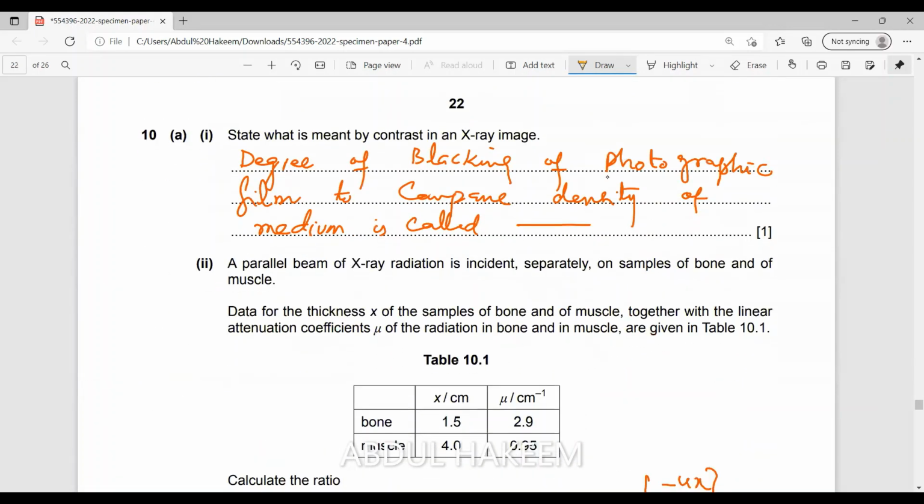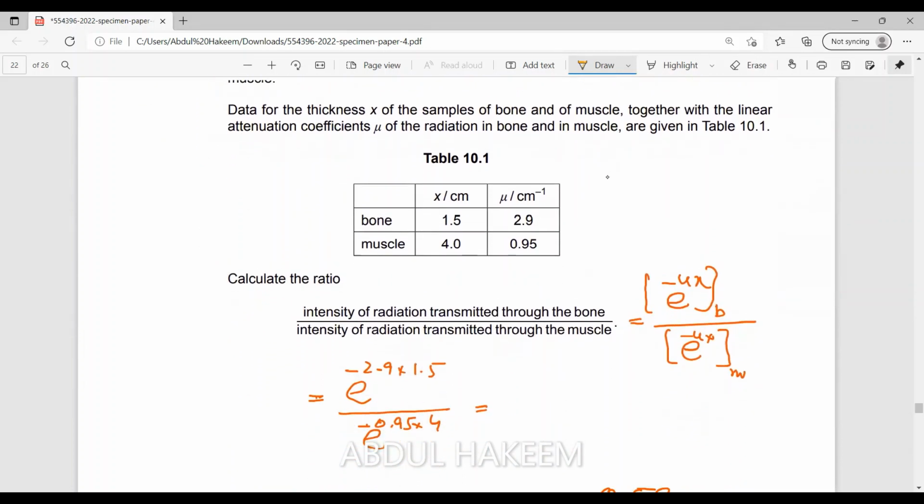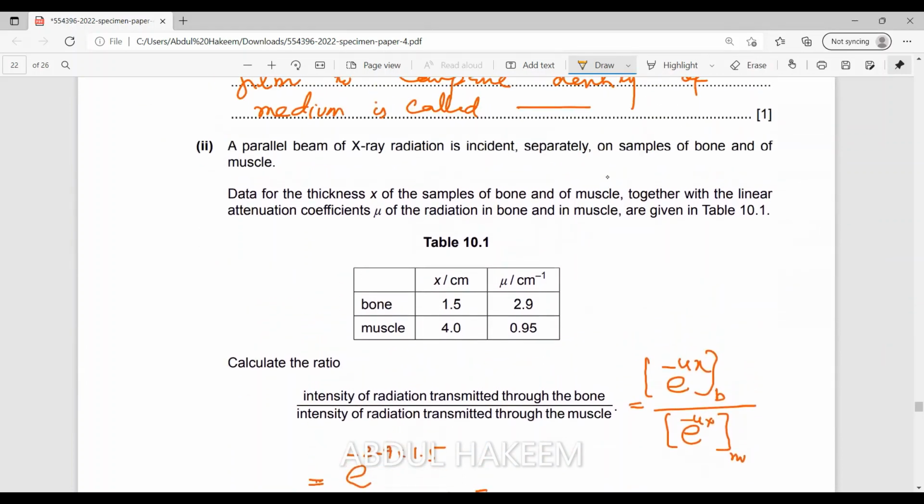Now the next: state what is meant by the contrast in an X-ray image. Degree of blackening of the photographic film is used to compare the density of the medium in the cell. And then look at this: a parallel beam of X-ray radiation is incident separately on a sample of bone. The question is the intensity of radiation transmitted divided by the intensity of radiation transmitted through the muscle. So the transmitted intensity I_T over I naught is equal to e power minus mu x. So this is e power minus mu x for the bone, e power minus mu x for the muscle.